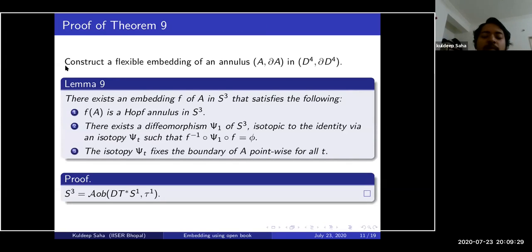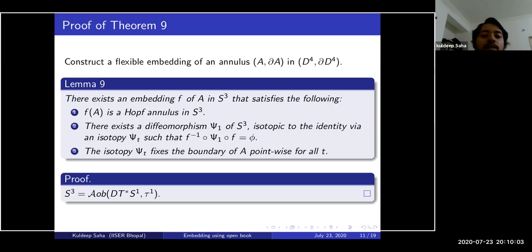So now the starting point is the following. First, we want to show that there exists a flexible proper embedding of an annulus inside the 4-disk D^4. To find that, we observe this lemma, which says that you can embed an annulus inside S^3 in such a way that there exists an isotopy of S^3, going from time 0 to time 1, such that its time 1 map induces a Dehn twist on that embedded annulus.